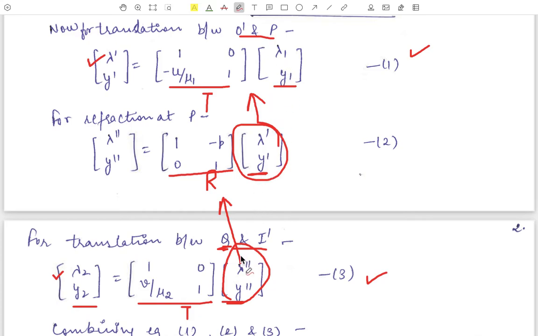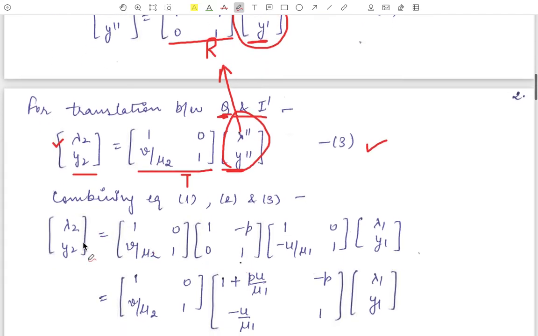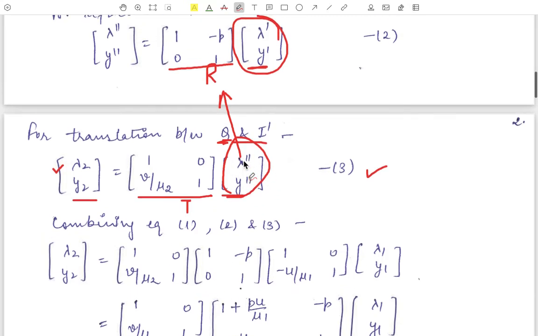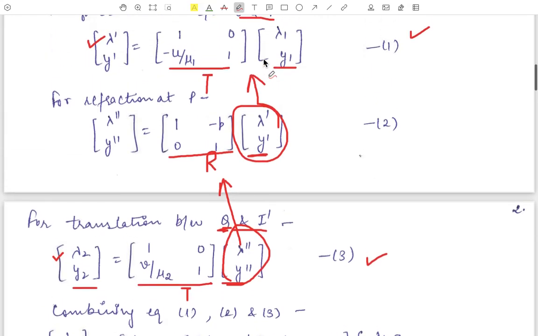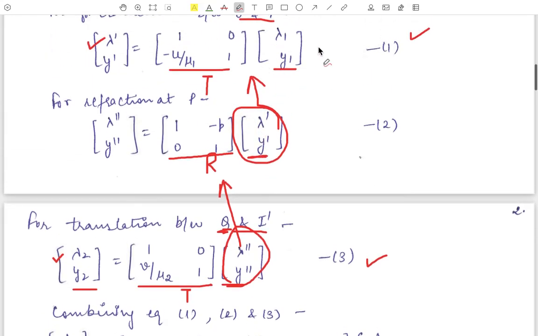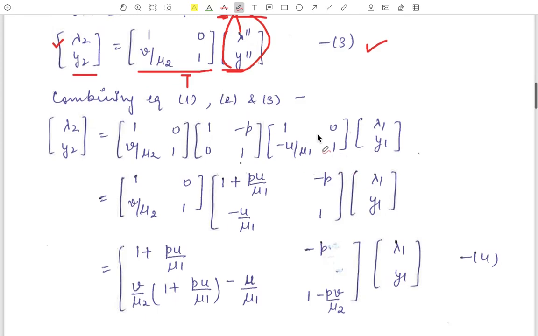Therefore, combining these three equations, we get lambda 2 y2 is equal to this translation matrix as it is, 1 0 v upon mu 2 1, into the value of this lambda double dash y double dash, that is this equation, 1 minus p 0 1, into lambda dash y dash. Again, what can we put in place of the value of lambda dash y dash? This product, that is 1 0 minus u upon mu 1 1 into lambda 1 y1. Okay, now what do we have? Here we have a product of four matrices.